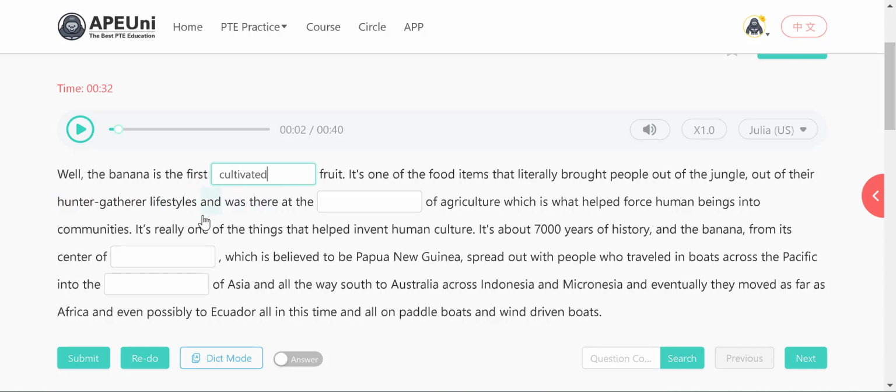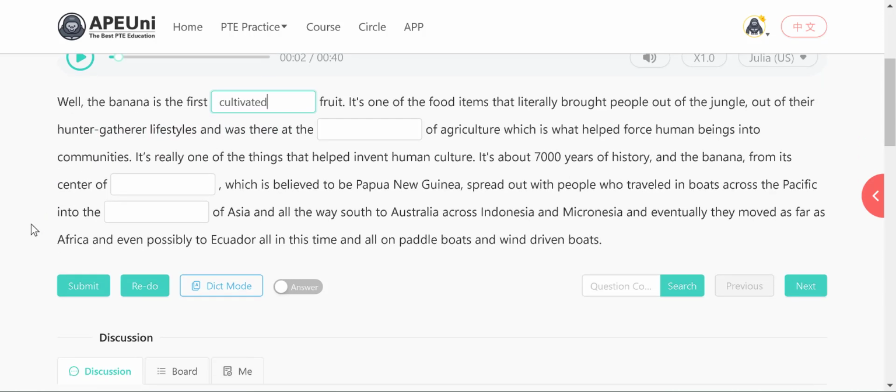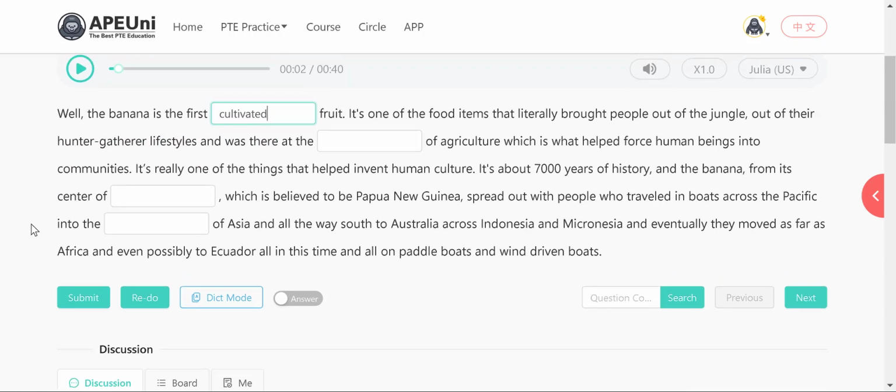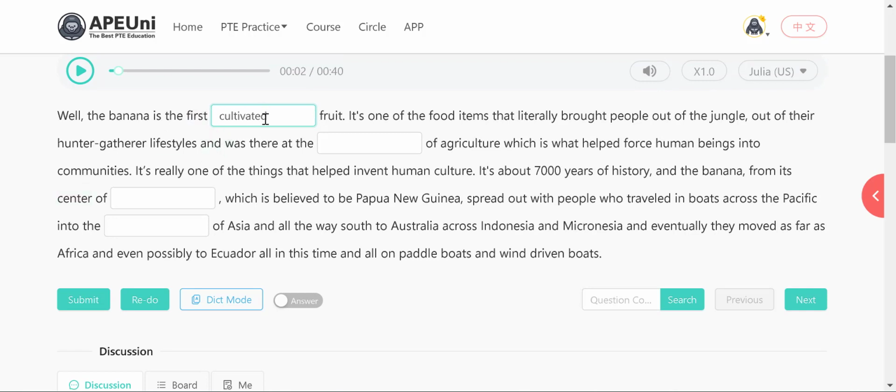Cultivated, and then again you get to do the spelling right and obviously write the correct answer here, and I got all of them right. I think it's one of the important parts in listening because it gives you points for both listening and writing. So if you want good points in writing, you have to be good in this part as well.